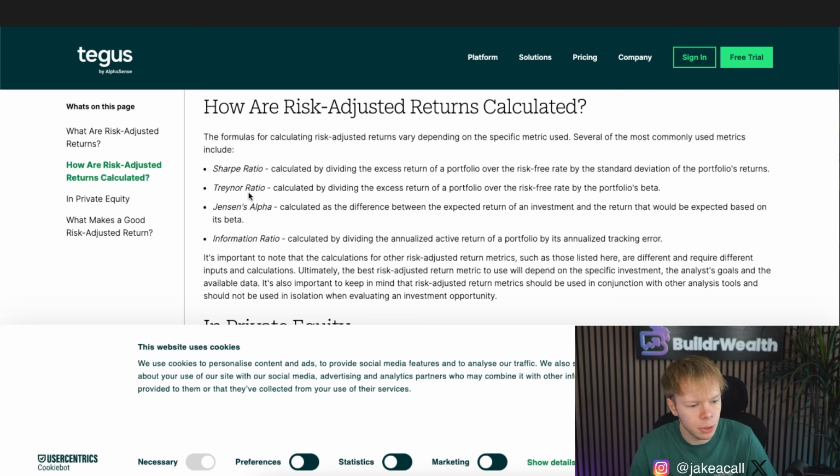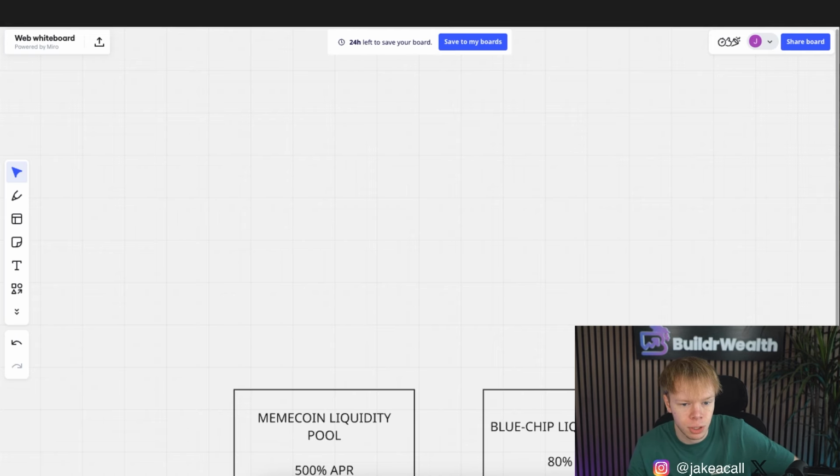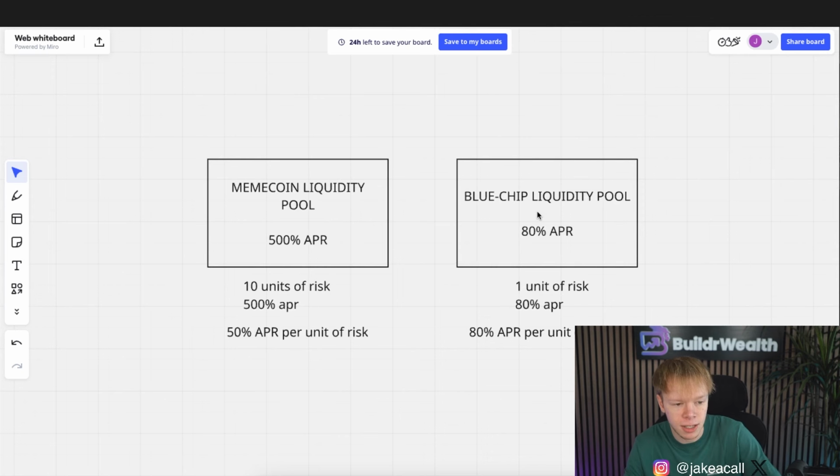But some of the popular methods of calculating risk-adjusted return are the Sharpe ratio, the Treynor ratio, Jensen's alpha, or of course the information ratio. And this is typically how they're calculated in TradFi. In DeFi, we don't really have a metric for calculating risk-adjusted returns, but they are still there and it still follows the same exact concept, because investing in a meme coin liquidity pool is inherently more risky than investing into a blue chip liquidity pool.